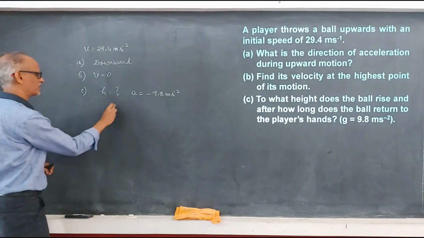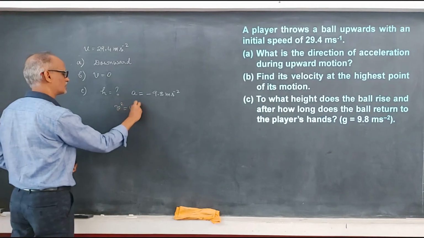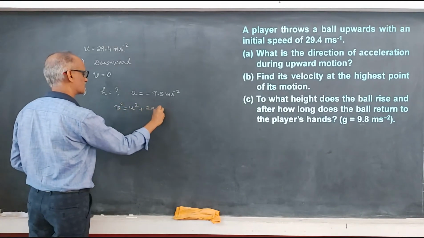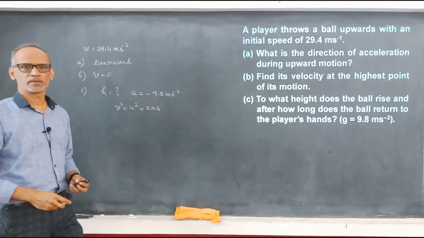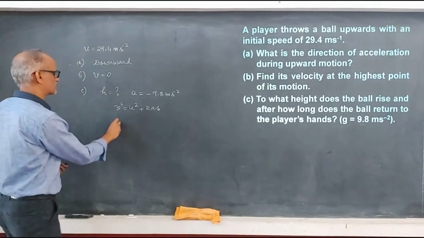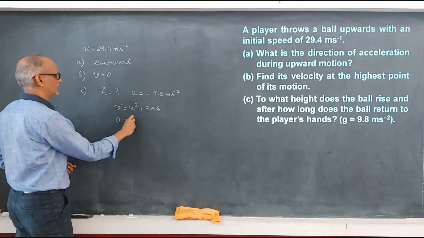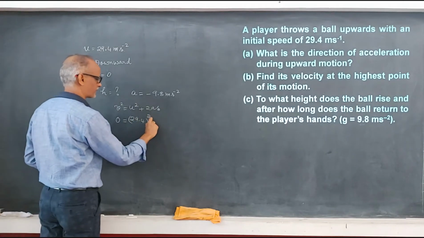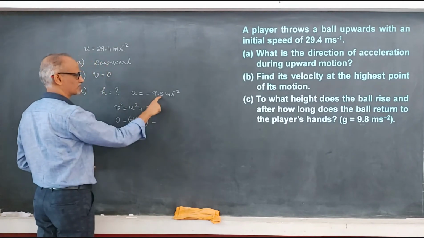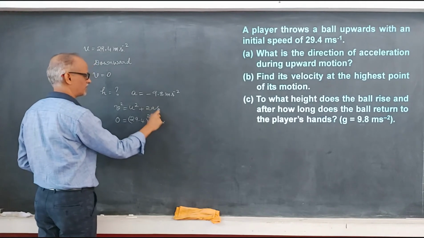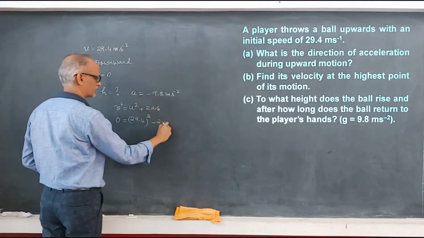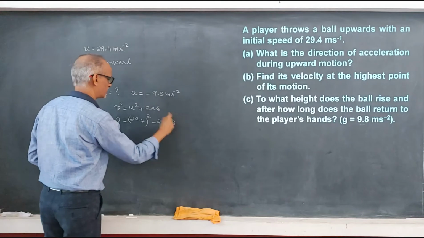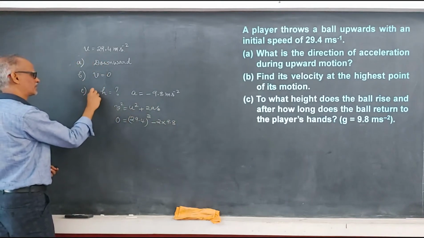When time is not given, the one equation of motion that we can use is v square is equal to u square plus 2as. The final velocity is 0. The initial velocity is 29.4, square of it, minus, I am writing minus because of this, 2 into a, which is g, minus 9.8, into s, which is h, that is what we need to calculate.